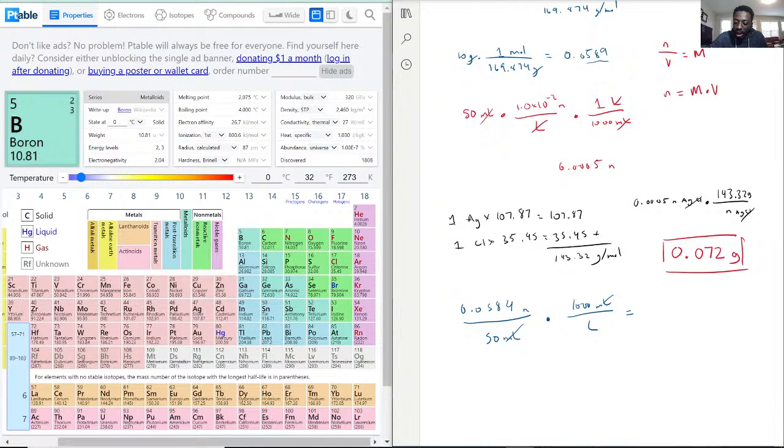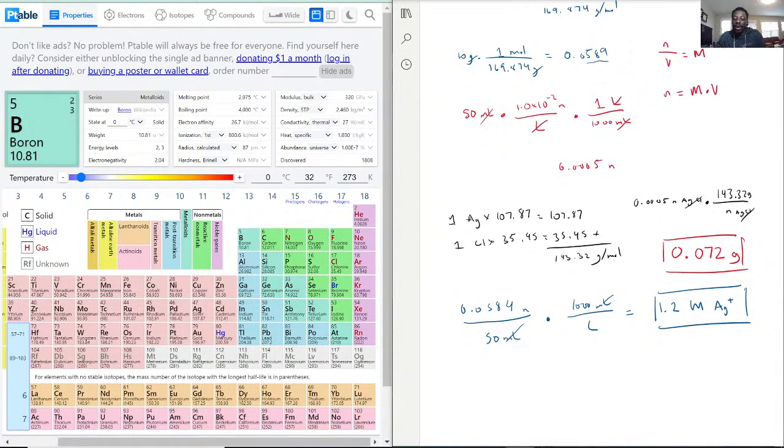Okay, and we get for the concentration, well, it's actually quite high, 1.1. Well, I mean, to keep it consistent, it would be 1.2 for the molarity of silver ions.